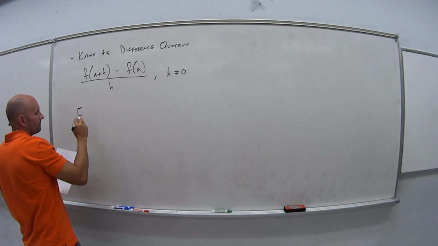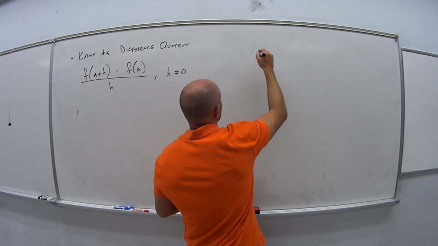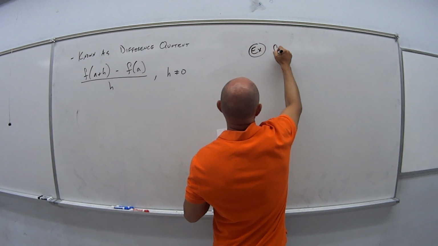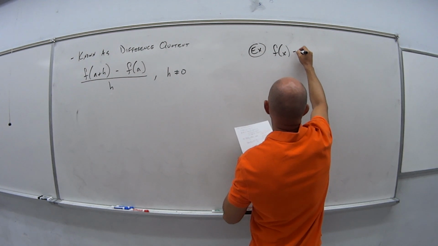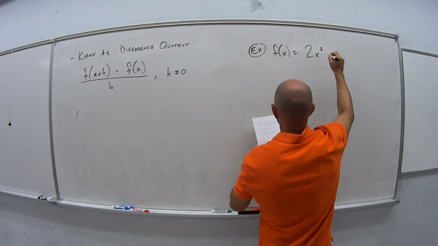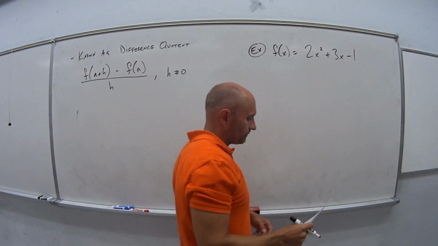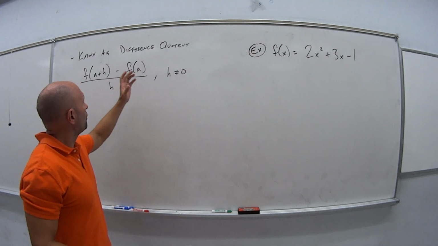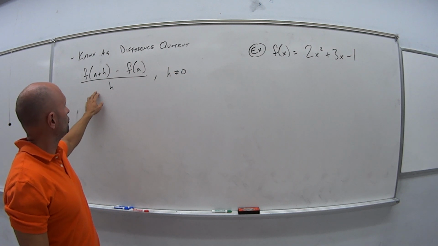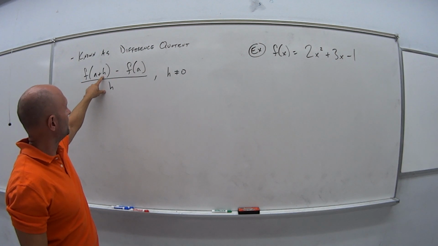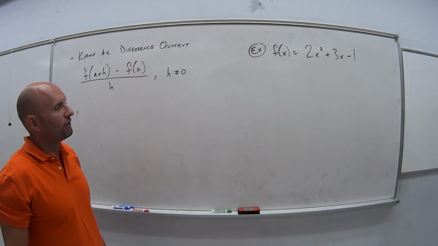So let me write this up over here. Let's look at an example. Let's say I have the function f of x is equal to 2x squared plus 3x minus 1. If I want to know the difference quotient for this function, I have to do what? I have to find f of a plus h. I have to find f of a. I take the difference and then simplify.